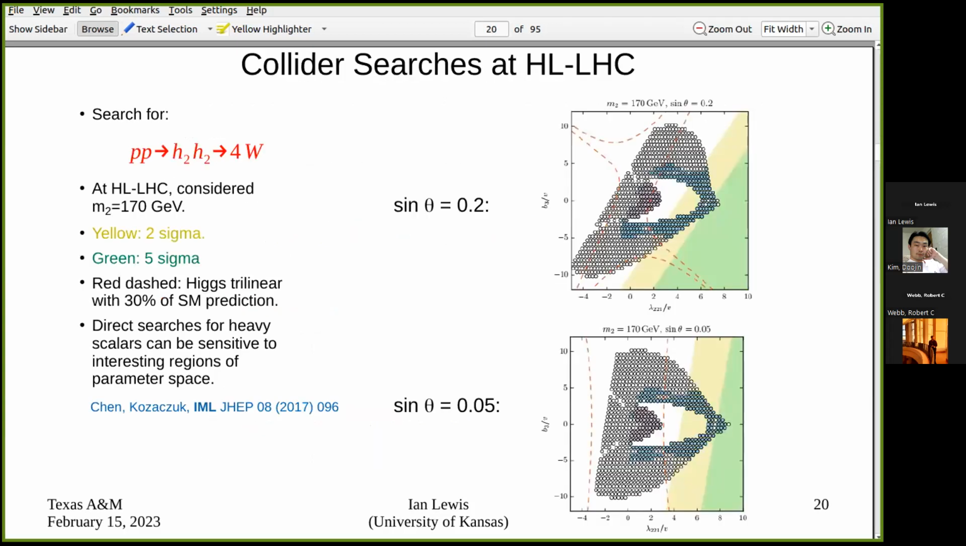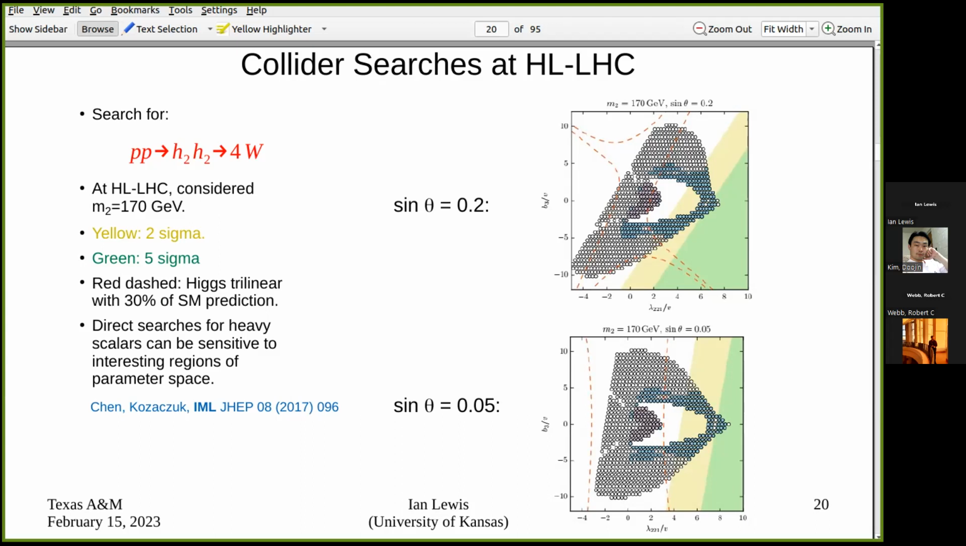So the searches at the HL-LHC, 300 inverse femtobarns, looking mid-2030s at 170 GeV. The regions shaded yellow are the 2 sigma exclusion, green is a 5 sigma discovery, and this red dash is where the Higgs trilinear is within 30% of the standard model. That said, this should probably be about 50%, and there's a bit more of a caveat about how much we should trust interpreting this within this model, which we'll try to get to.